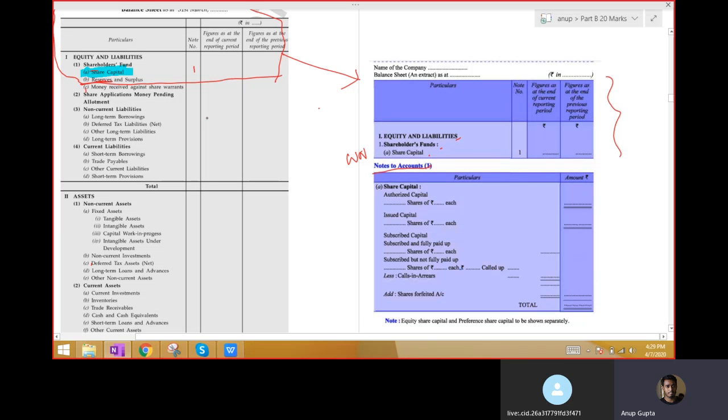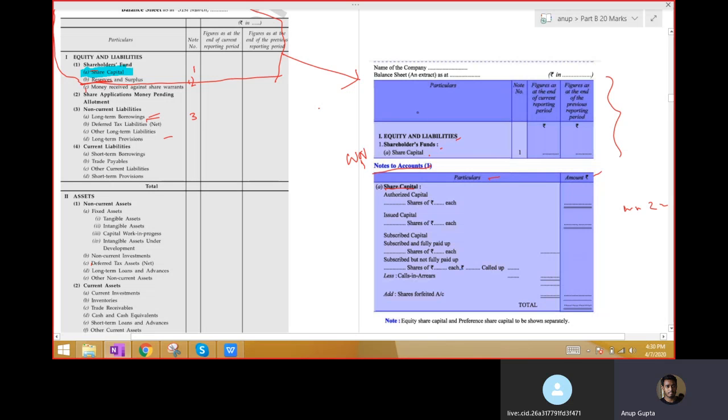You go to the working note, you write note number 1, and then you write notes to accounts, and you make two columns. The first column is particulars, the second column is amount. Under particulars you write share capital, because you are making the notes of accounts to share capital. If it is reserve and surplus, write 2 here, and again make a working note. Same for all the items, because under one item there might be many things for which there is no place to show here. So we write a note number here, and then go to the next page and answer in the working note.